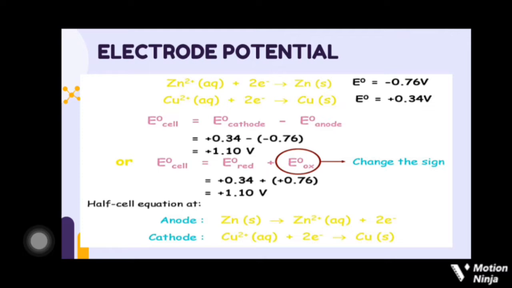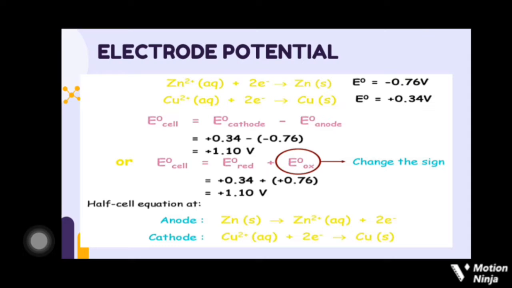Pinales, and for today's topic, we will be tackling the electrode potential, also known as standard reduction potential. So, what is a standard reduction potential or electrode potential? It is a measure of the ability of a half cell to attract electrons towards it.